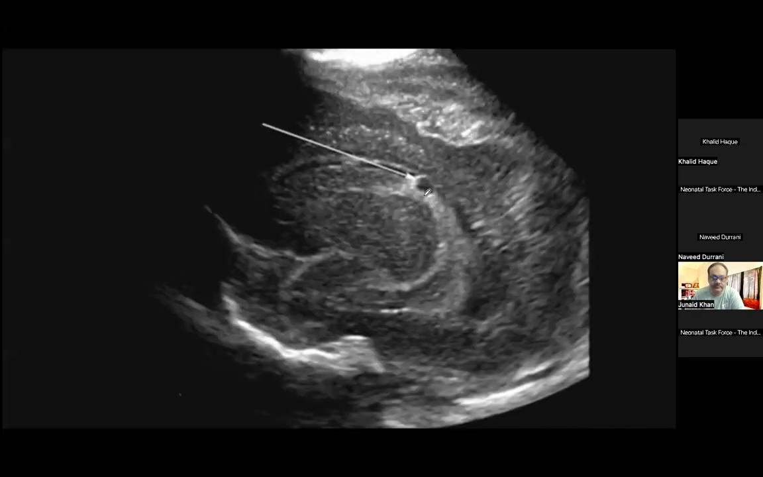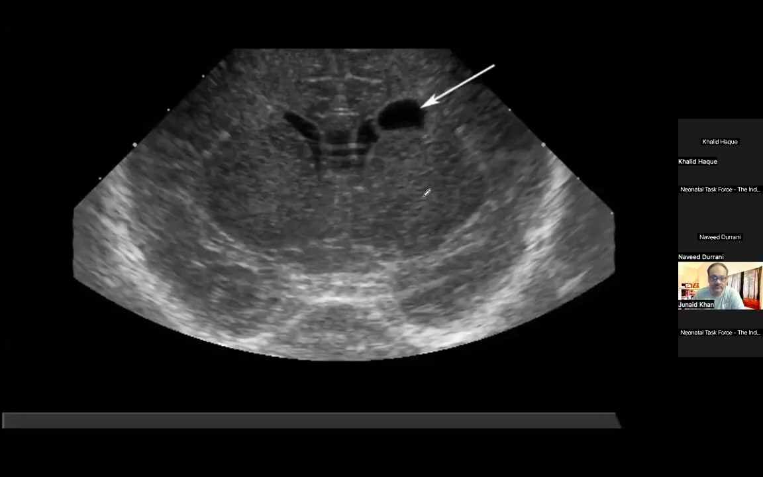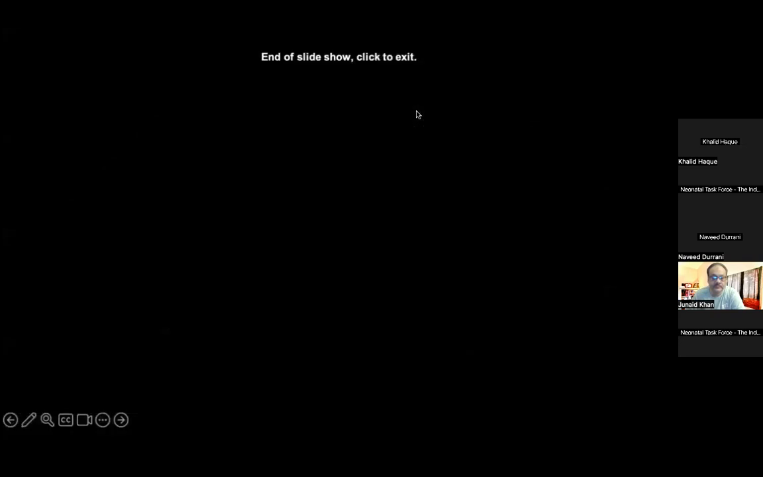No, that is a choroid plexus cyst, and this cyst is represented by a connatal cyst. Okay. Very good.